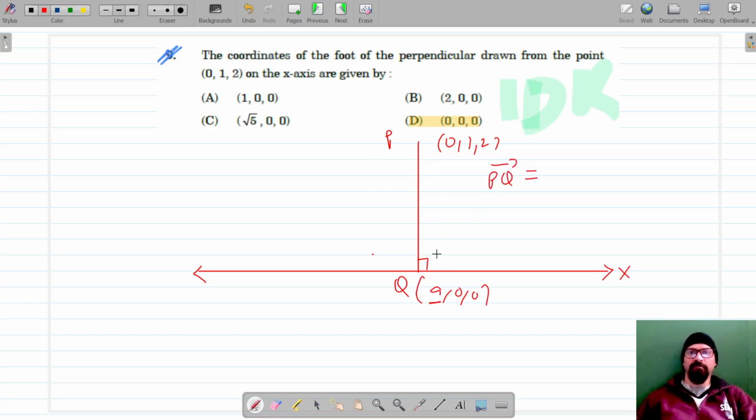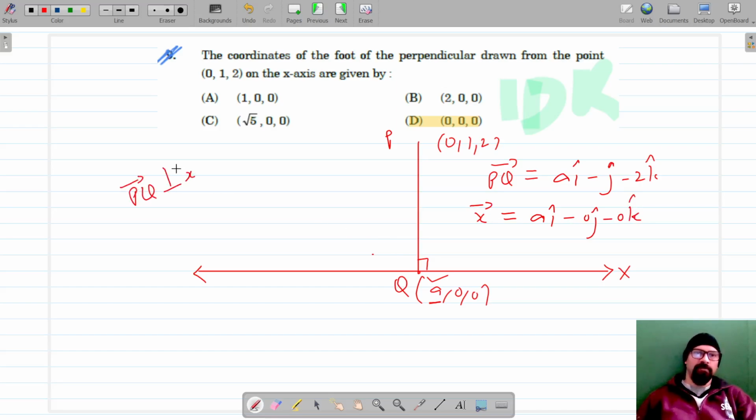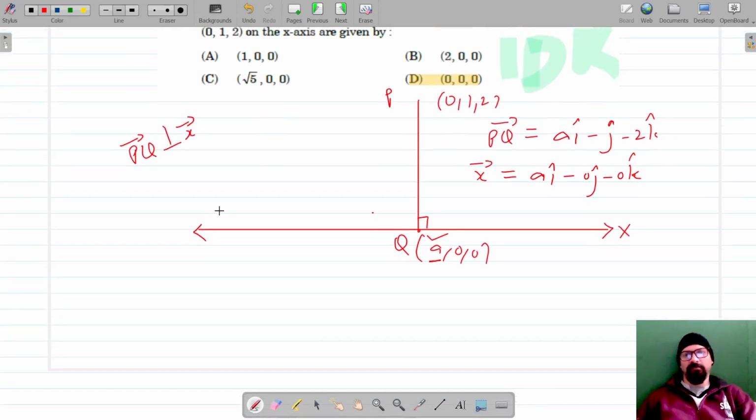Now the vector equation of PQ. So PQ vector would be a minus 0, so this is a i cap minus j cap minus 2k cap. This is the vector equation of PQ. Now the vector equation of the x-axis. So the vector equation of the x-axis for the point Q has only one coordinate, that is a i cap, and all else are 0. This is the vector equation of the x-axis.